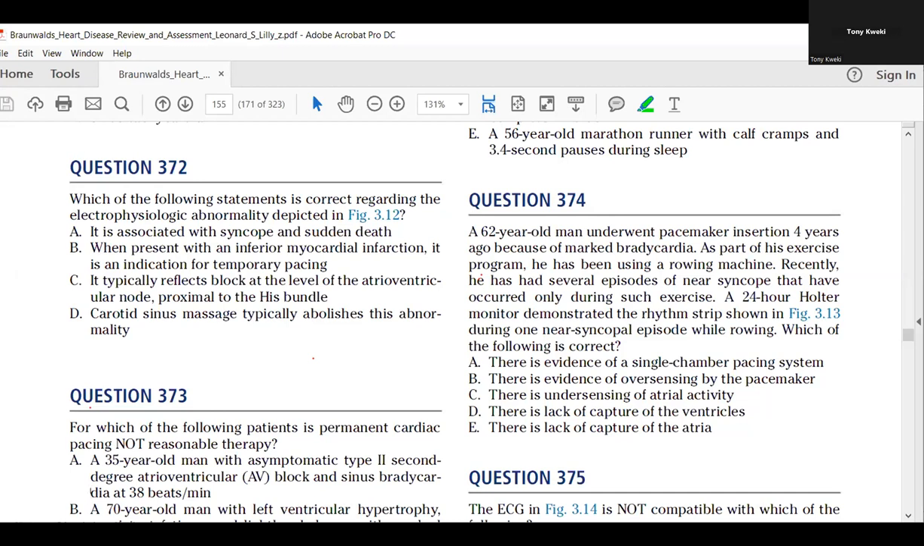But what we are talking about today, especially in this question, is oversensing, and it's happening because of fasciculations or things that could occur as a result of muscle activity, and then the pacemaker inappropriately recognizes it as native cardiac activity and inhibits the pacing. So I don't know whether I've made it clear or I've confused you further, sir.